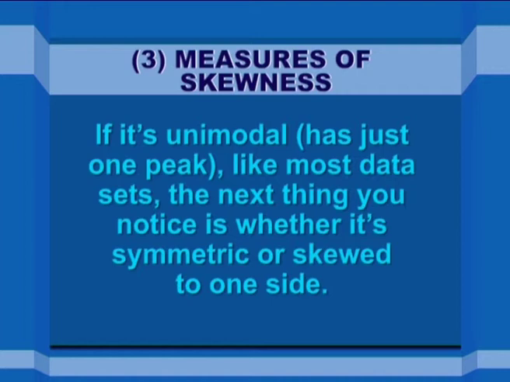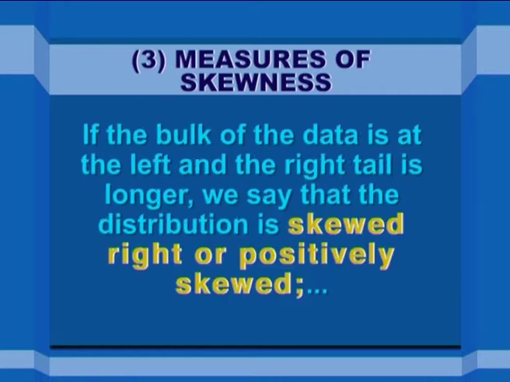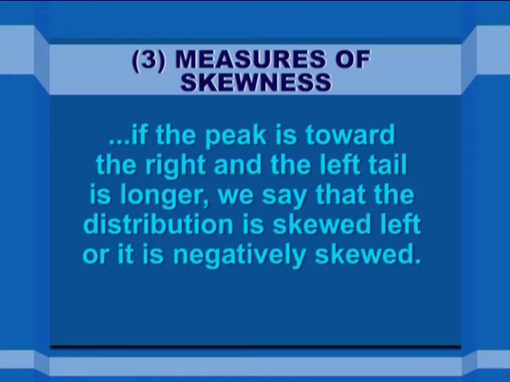If it is unimodal, that is, it has just one peak, like most data sets, the next thing we notice is whether it is symmetric or skewed to one side. If the bulk of the data is at the left and the tail is at the right, we say that the distribution is skewed right or positively skewed. If the peak is towards the right and the left tail is longer, we say that the distribution is skewed left or it is negatively skewed.